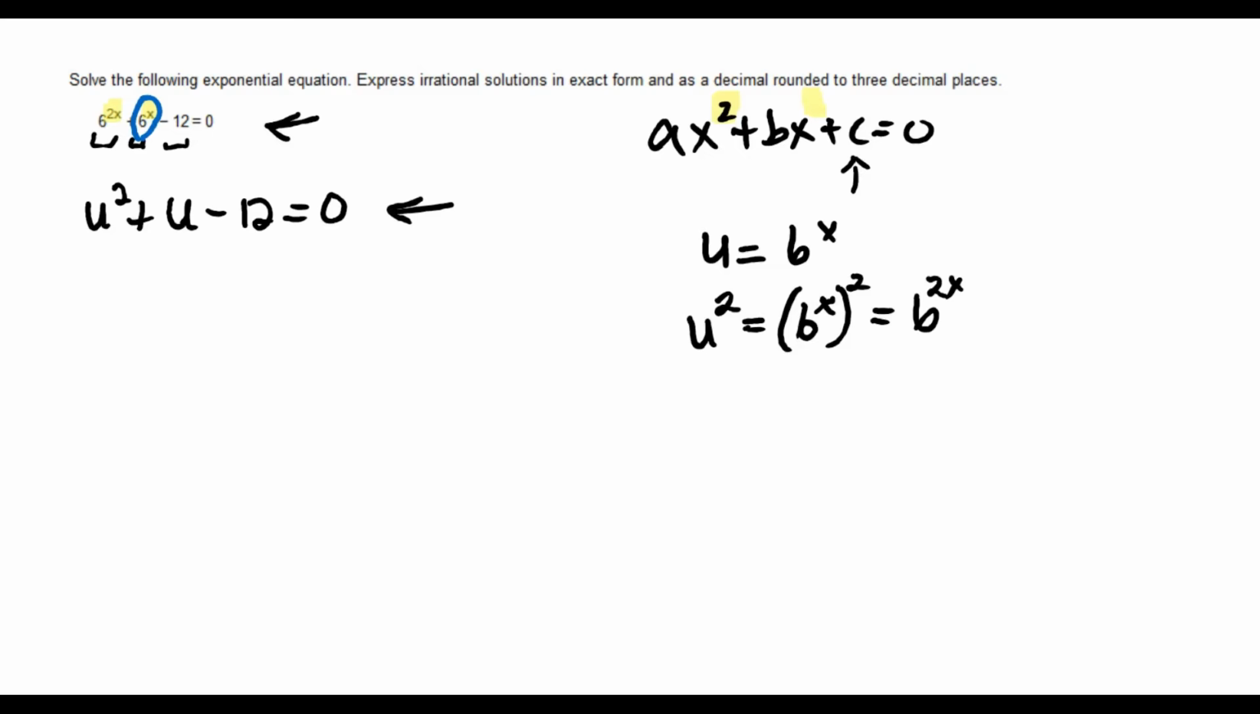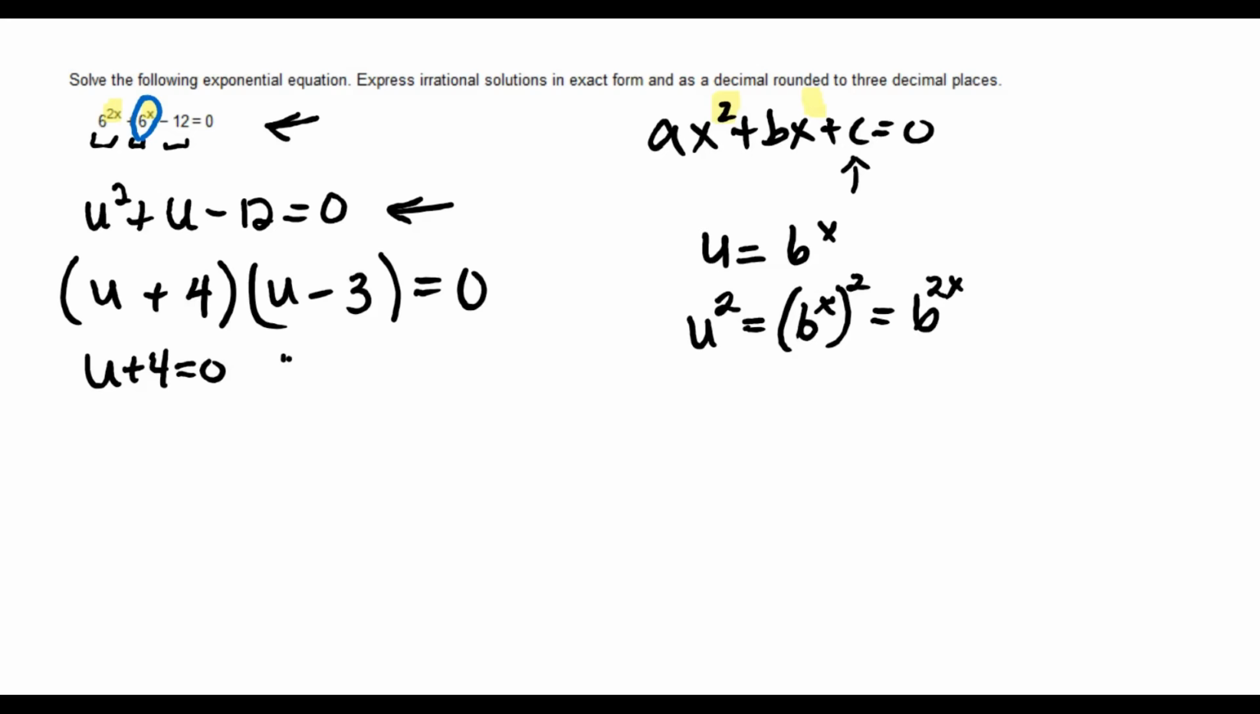Now this is nice because once you have a quadratic equation, you're able to use all of the methods for solving quadratic equations. This one is going to work out nicely by just factoring, but if you prefer, you could use the quadratic formula. So this factors into u and u, 4 and 3. We're going to have a positive on the 4 and a negative on the 3. We'll set each factor equal to 0 and solve. So we can subtract 4 on both sides to get u equals negative 4. Add 3 on both sides to get u equals 3.